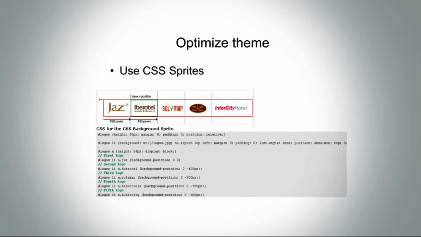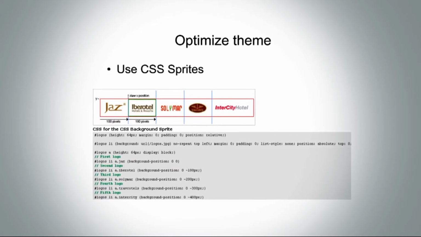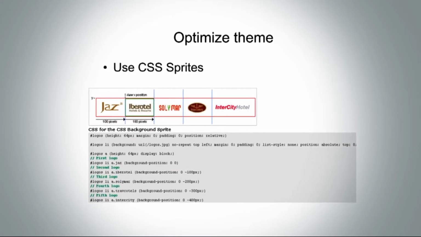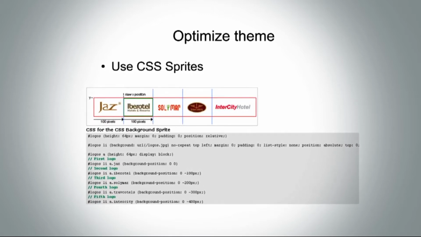Use CSS Sprites. CSS Sprite is a technique for combining different background images into one single image. Different background images mean different HTTP requests, and different HTTP requests mean your server will take more time to load.